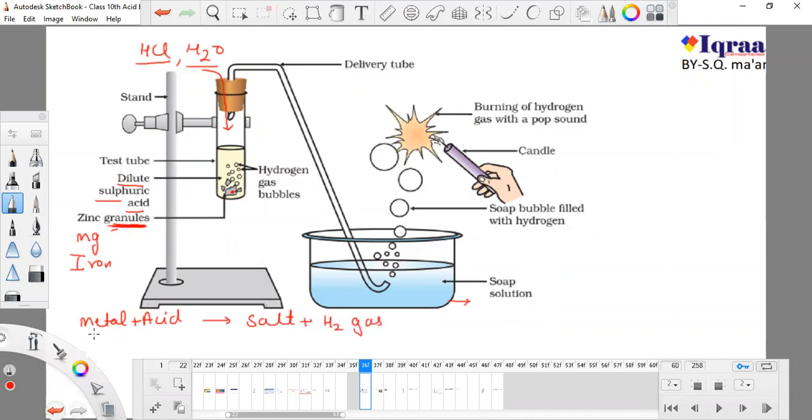Right now I'm adding zinc metal with the acid H2SO4. So it will produce a salt, as this zinc will go with this SO4. Remember that zinc is displacing this hydrogen. So this will form ZnSO4. ZnSO4 is a salt, zinc is a metal, and SO4 is a non-metal. So it is known as a salt, and it will release hydrogen gas.